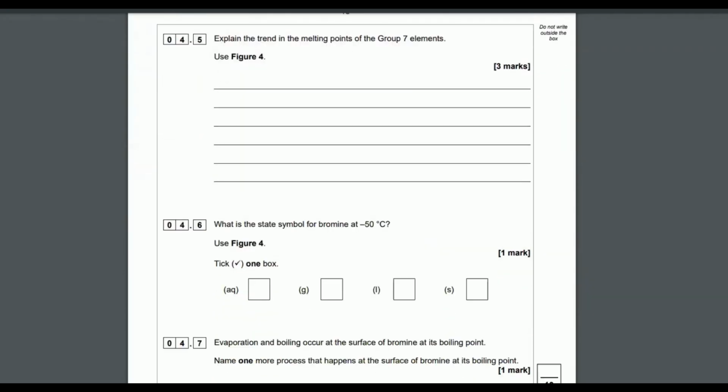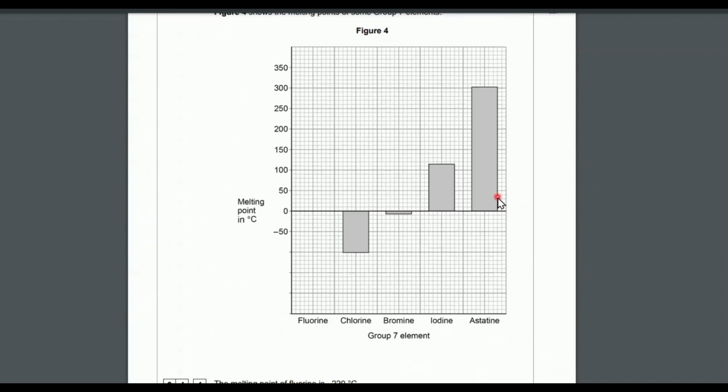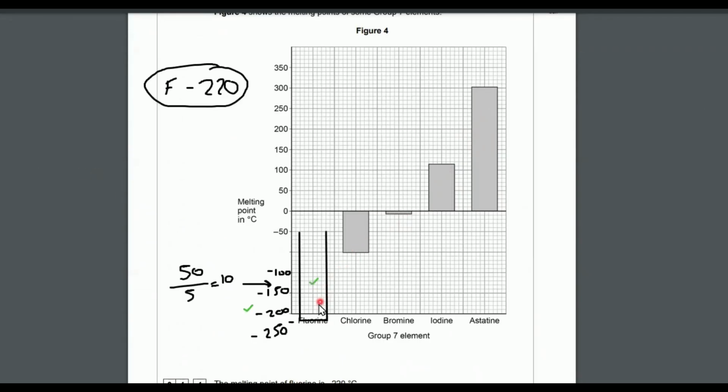Okay, let's move on to 4.5. Explain the trend in the melting points of the group 7 elements. So if we look at the group 7 elements, astatine's at the bottom of the group, iodine's next, then bromine, then chlorine, then fluorine. So fluorine's at the top of group 7. So group 7 looks like this, folks. You have fluorine, you have chlorine, you have bromine, you have iodine, you have astatine, right?